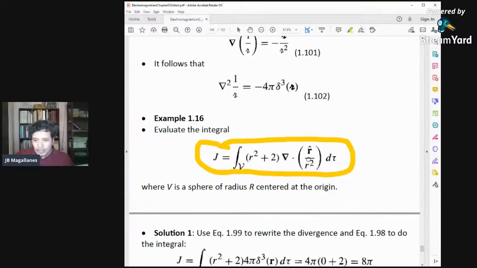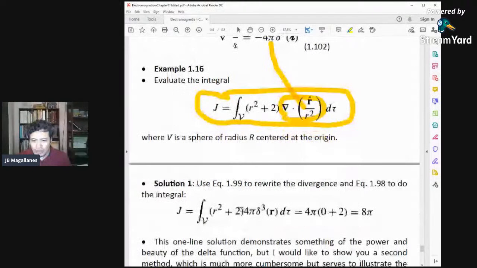But this one you can write as a Dirac delta, so that it's easier to integrate this time. So the J, r squared plus 2, would just be that, and then this one would just be 4 pi Dirac delta. So you're integrating that with respect to a volume V.